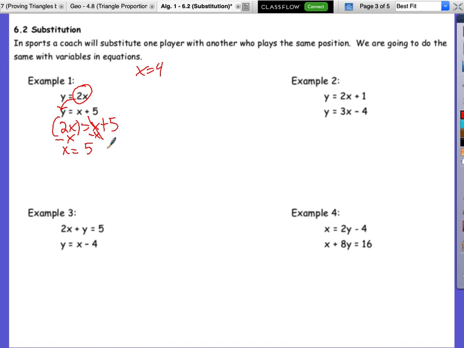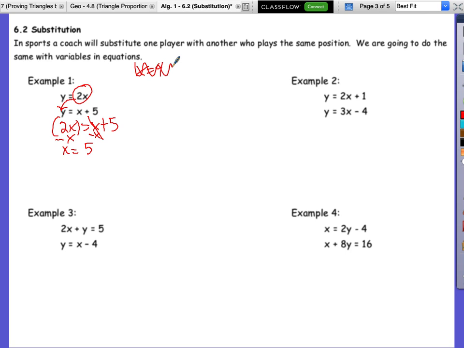We found that x was 5. I wrote up here x was 4 earlier. I'm going to scratch it out just so it doesn't confuse us. We have x equal to 5. So now what we're going to do to figure out what y is, well, actually I'm going to ask you guys, what do you think we're going to do to figure out what y is? Plug in 5 for the x value. So we can plug it back into either of our equations, actually. You have the luxury of choosing which equation we want to plug it into. Do you guys have a preference?